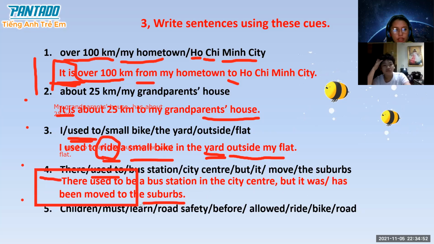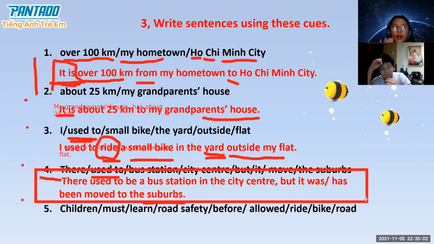Okay, I want you to read this answer number 4. Since you don't have any idea how to answer that, can you try to answer again? Try to read that. There used to be a bus station in the city's central, but it was removed to the suburbs. Okay, so there used to be a bus station in the city center, but it has been removed to the suburbs. So we use the used to there and then just the be.